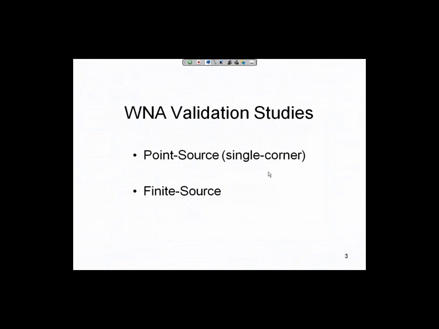Okay, we're going to look at Western North America validation studies, and Walt and I have done two types of validation studies. One is the point source using a single corner model, and the other is a finite source model. And these are both stochastic, band-limited white noise ground motion models for the West.